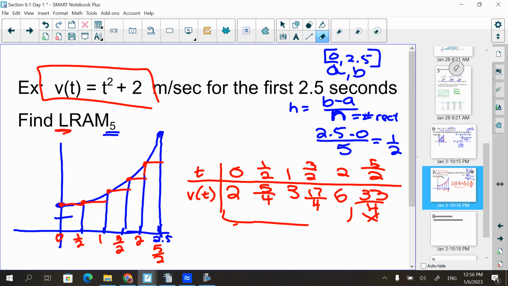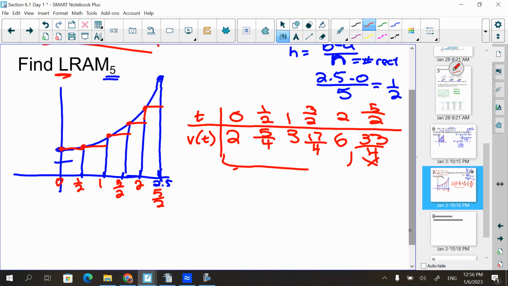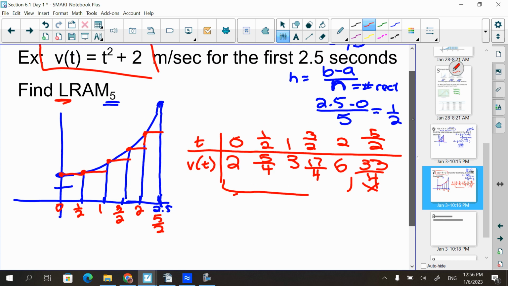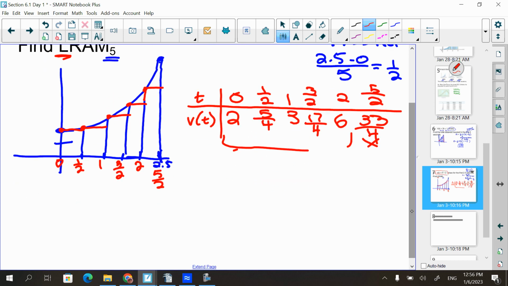So now from there, these are all of the heights of each of these rectangles. What's that? Did I do something wrong? Two squared is four. Four plus two. Okay. That's okay. Hey, I make a mistake, so don't be afraid to ever point that out.